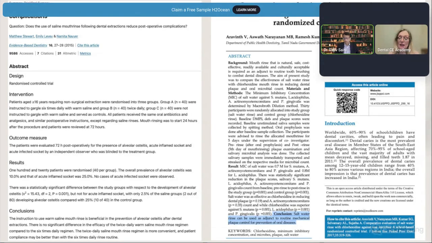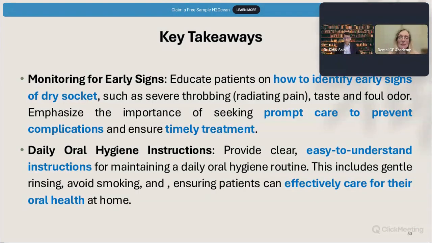Do you feel that the sea salt maintains the integrity of the oral microbiome for the most part?